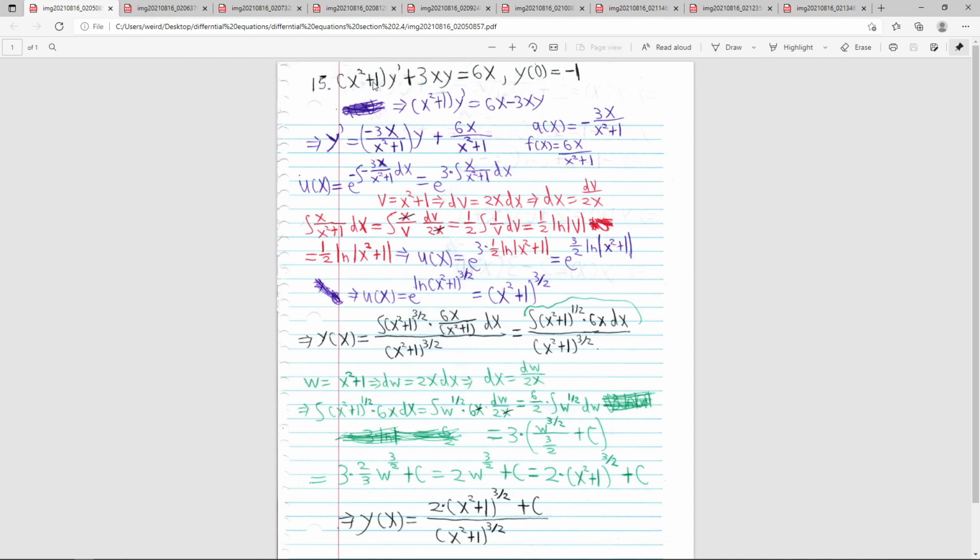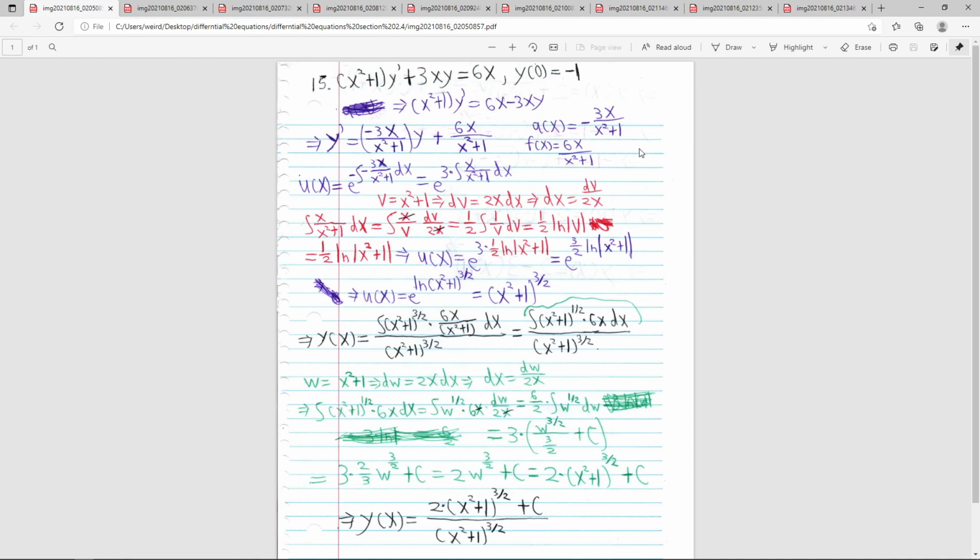Oh, this one's a little bit messy, so it's x squared plus 1 times y prime plus 3xy equals 6x, y of 0 equals negative 1. So you have to rewrite this. You first subtract 3xy, and then we have to divide by x squared plus 1 to get y prime by itself. And I put parentheses around to separate y from the a term. So it's negative 3x divided by x squared plus 1 is our a term.